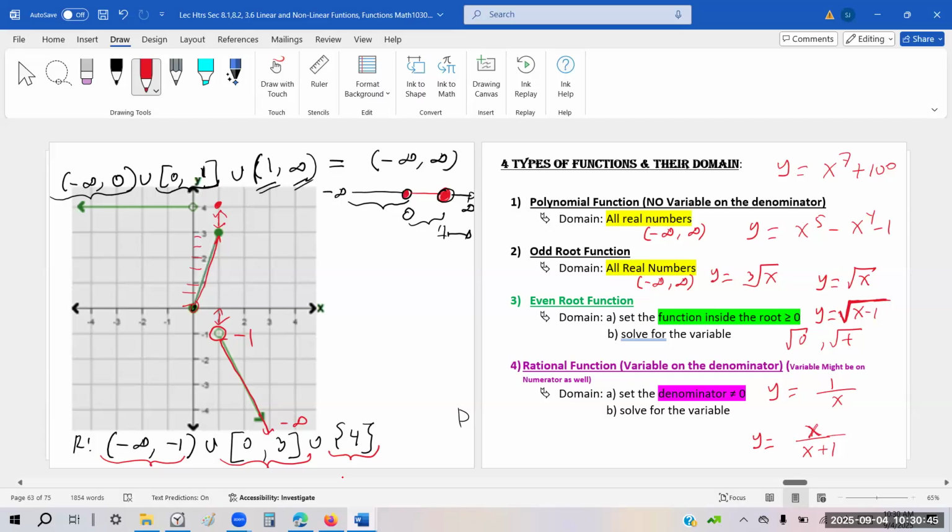Okay, so for this one, the original function. Can I replace x with negative 1? What is 1 divided by negative 1? Negative 1. So it does exist. Can I replace x with negative 5? What is 1 divided by negative 5? Negative 1 over 5. So it's a real number. Can I replace x with positive 2? 1 over 2. Is it a real number? Yes. Can I replace x with 10,000? So we have 1 over 10,000, a real number. Can I replace my x with 0?